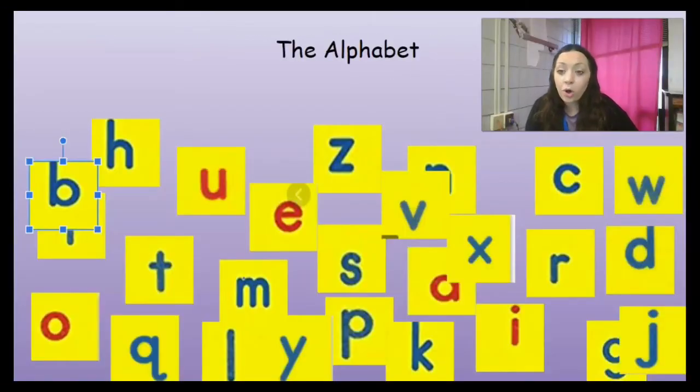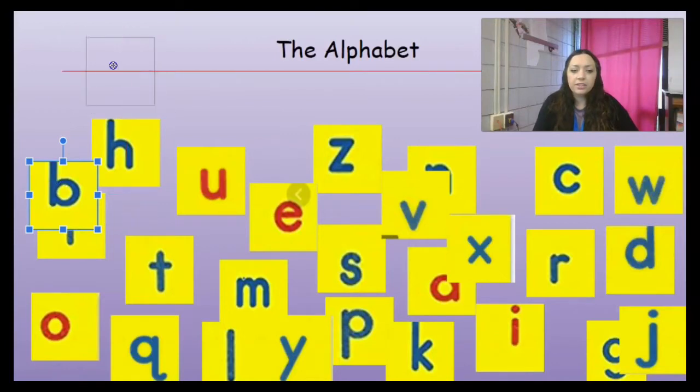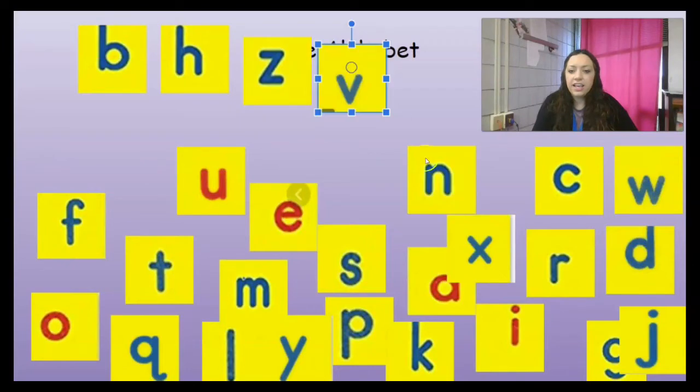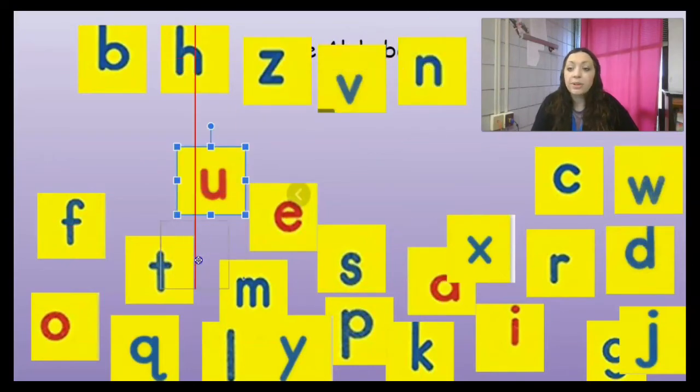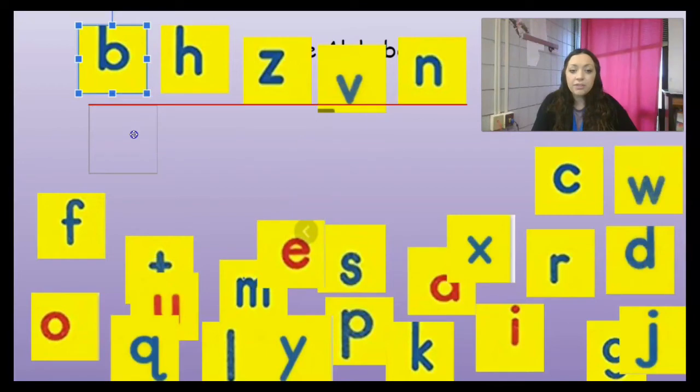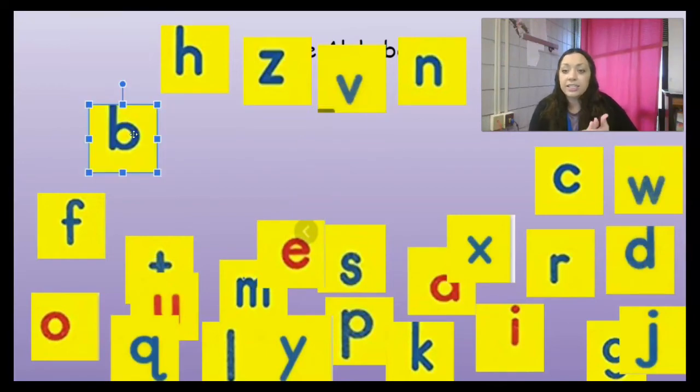So we're not going to put the whole alphabet in order. I'm going to pull up some letters and see if we can do it out of order. So if I pull up the letters B, H, Z, V, and N, we're going to try to put these in ABC order. So let's think about those letters. Which letter do we think is going to come first? Well, our first letter is A. It's not an option. What comes after A? B. So B would be the first letter if we put these letters in ABC order.